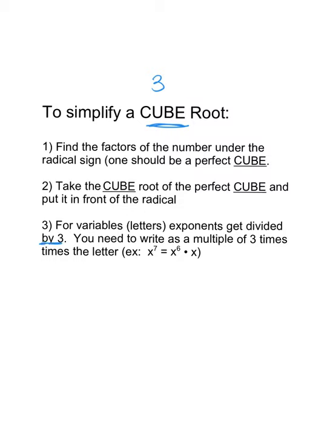So don't forget, now if we're talking about cube roots, it's divisible by 3. So we need to write the exponent as a multiple of 3 times the letter. So if I had a 7, the largest multiple of 3 lower than 7 is a 6 times the letter. If it was x to the 8th, we would rewrite that also as x to the 6th times x squared, because 6 plus 2 gives me 8, and the 6 is a multiple of 3.